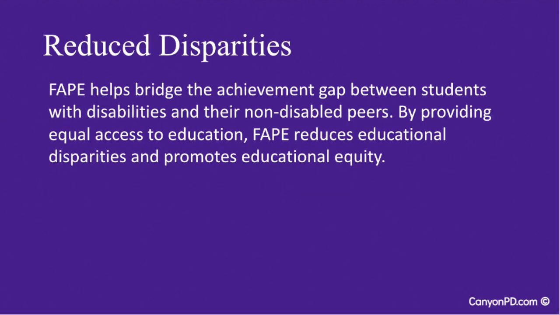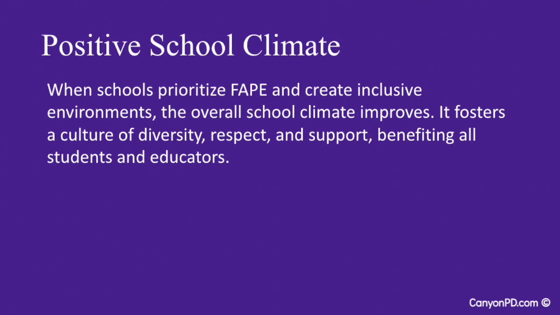Free and appropriate public education can also reduce disparities. It helps bridge the achievement gap between students with disabilities and their non-disabled peers. By providing equal access to education, FAPE reduces educational disparities and promotes educational equity. When schools prioritize FAPE and create inclusive environments, the overall school climate improves. It fosters a culture of diversity, respect, and support, benefiting all students and educators.